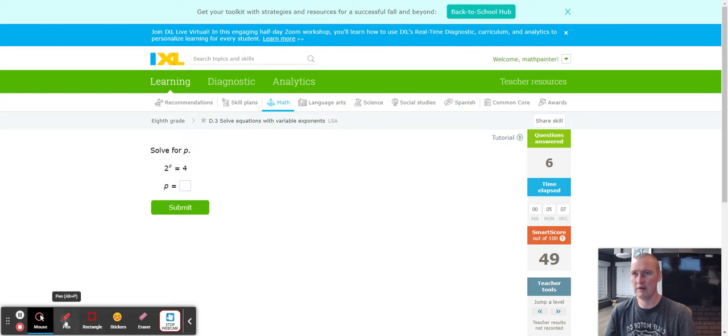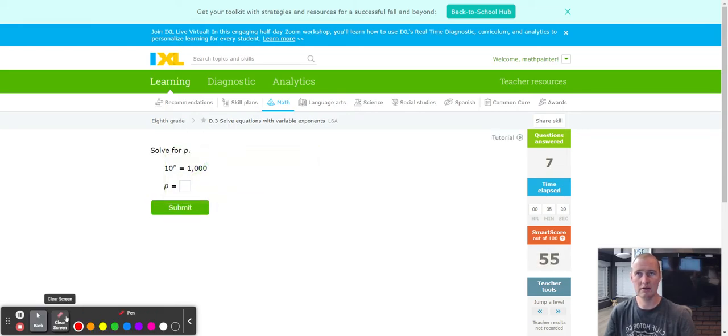All right, we got my favorite p for painter. Let's see. We can do this one in our head. 2 to the what power equals 4? I believe 2 2's, which gives us 2 times 2, is 4. So we're going to use the second power because we need 2 2's, 2 times 2, to give you 4.